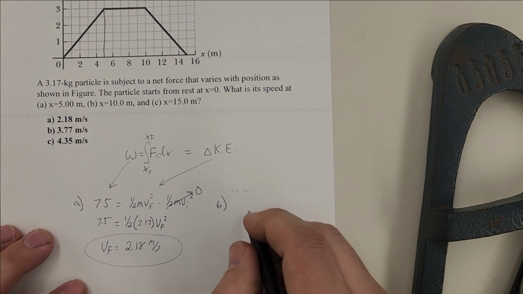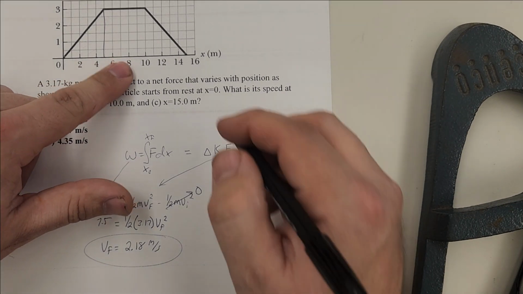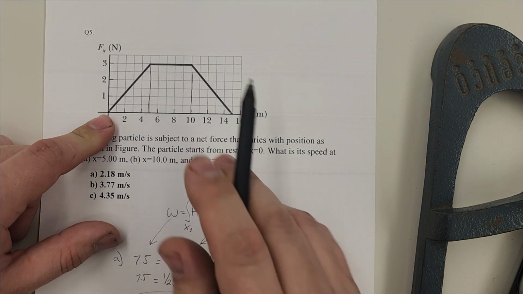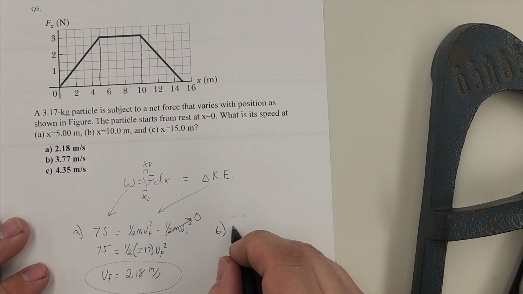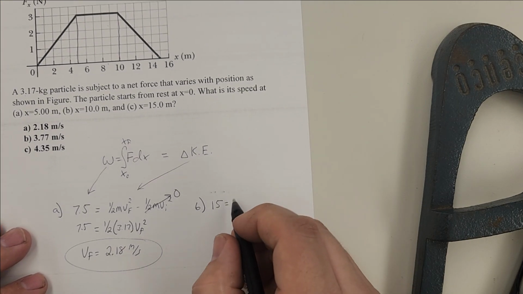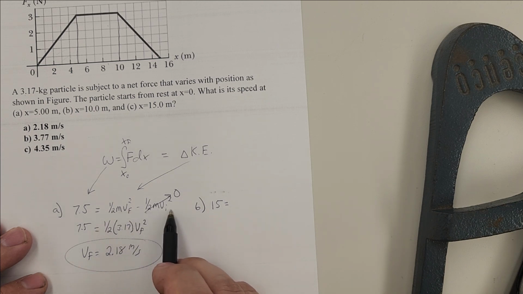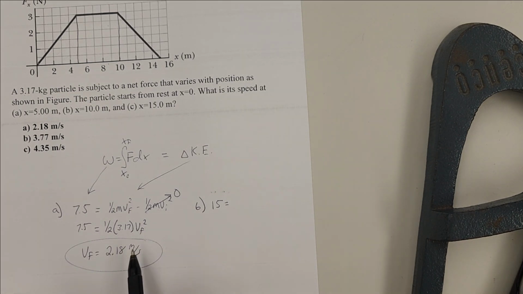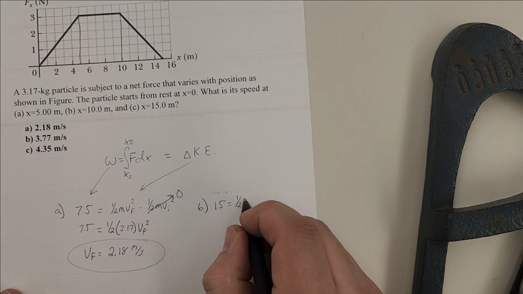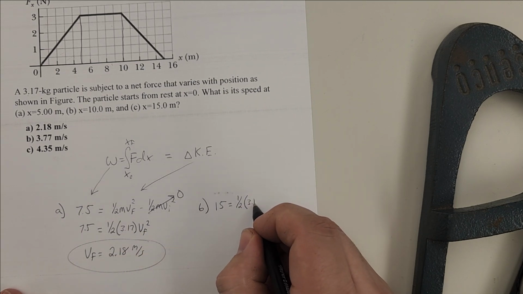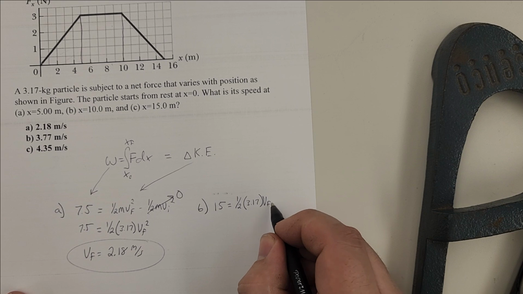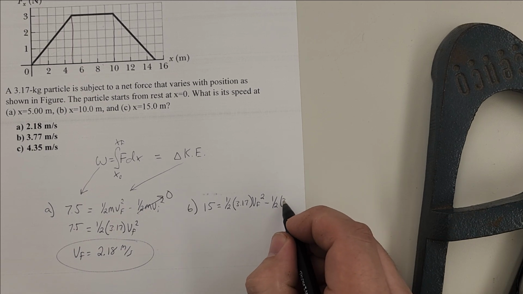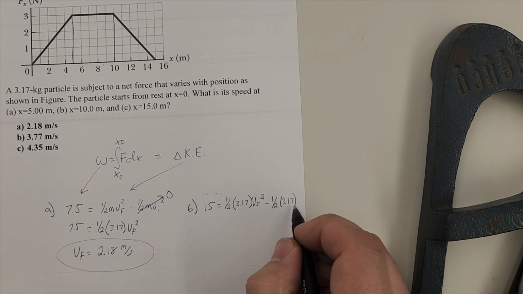Part B will work the exact same way. We need to figure out how much work was done. Well, that's this box, from 5 to 10. So this is 5 times 3, so the area inside of that box is 15. 15 will be equal to 1/2 mv final squared minus 1/2 mv initial squared. This time there is an initial: it is initially going 2.18. We're looking for the final. So it'll be 1/2 m, 3.17, times v final squared, minus 1/2 m, 3.17, times vi squared.